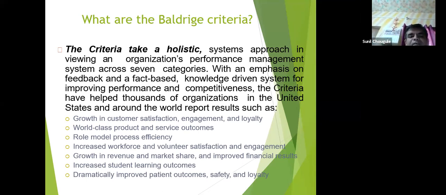Growth in customer satisfaction, engagement and loyalty. Now what happens when a customer is loyal? What first advantage does that organization have? When customers become loyal, you do not need to spend too much money and resources on advertising. When you are trying to convert one potential customer to buy your product or service as an organization, lots and lots of money is spent on advertising.